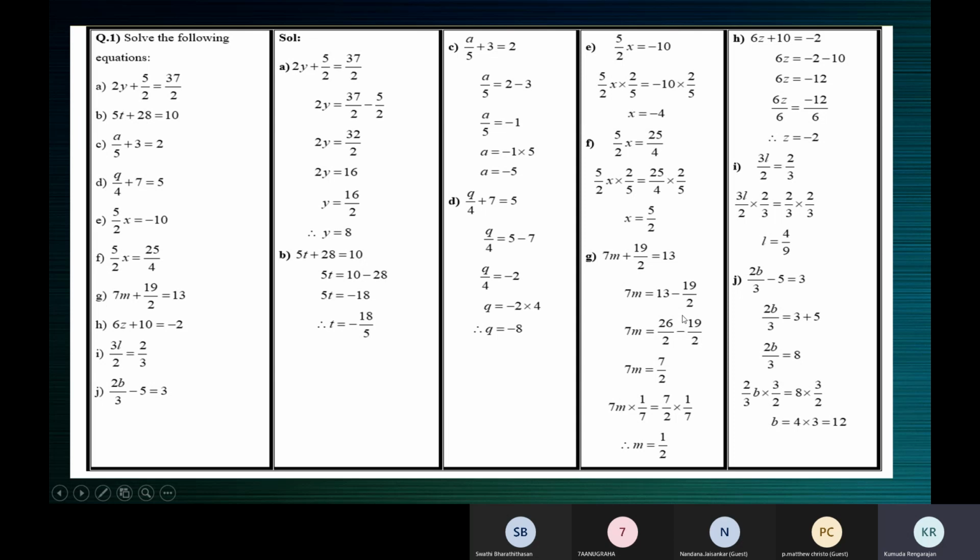So 7m is equal to, subtract the numerators, 26 minus 19, which is 7 by 2. So 7m is equal to 7 by 2. How do we get rid of 7? We need to multiply both the sides by 1 by 7. So 7 and 7 will get cancelled. So we have m is equal to 1 by 2.